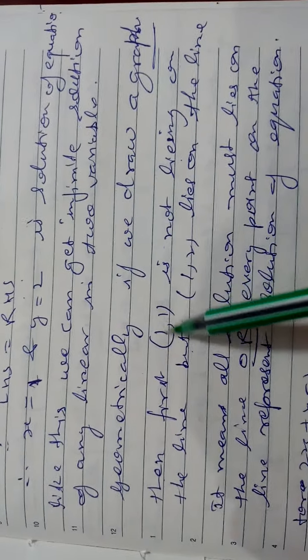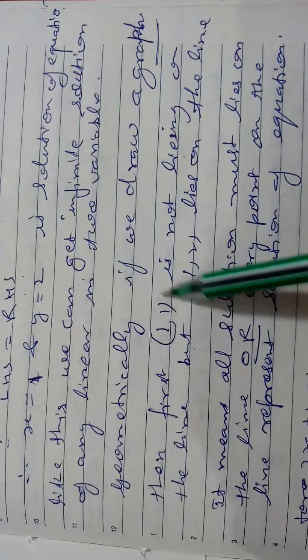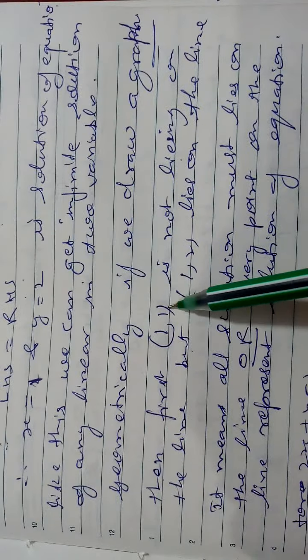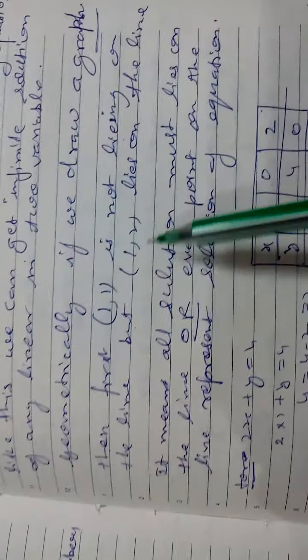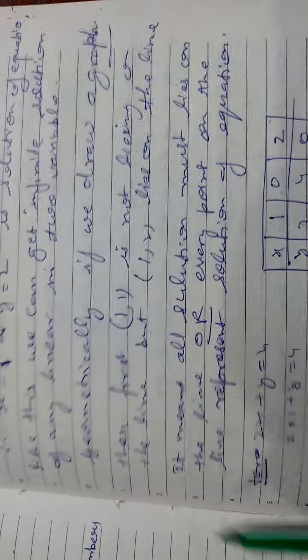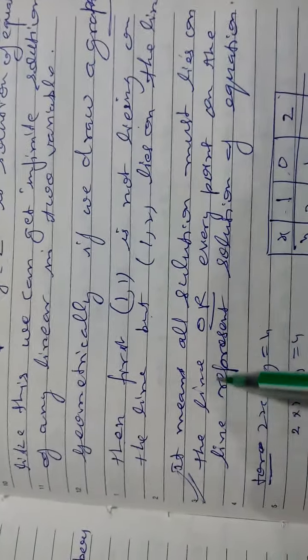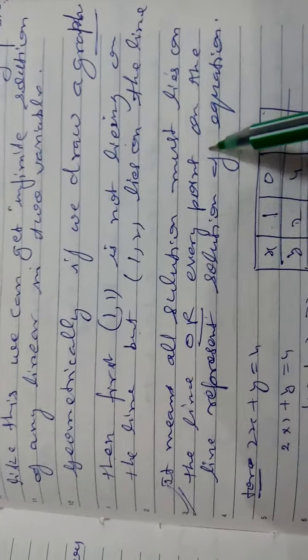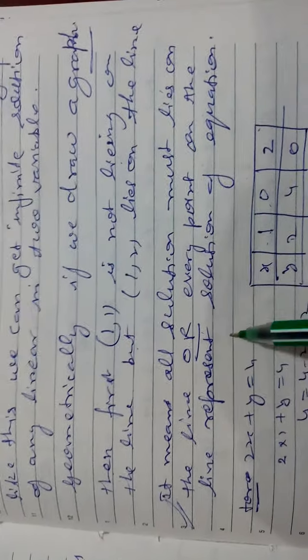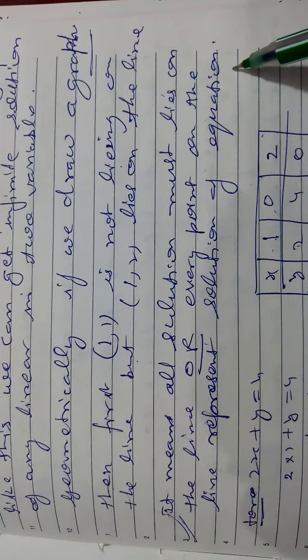(x, y): coordinates mean the location of a point on a number line, the x axis and y axis. So (x, y), here 1 and 2, I have got another solution. 1 and 2 is the solution. So we can write that (1, 2) lies on the line. This result means all the solutions must lie on the line, or every point on the line represents a solution of the equation.